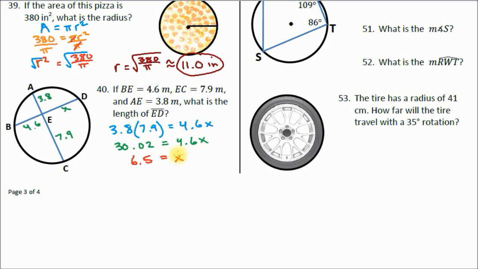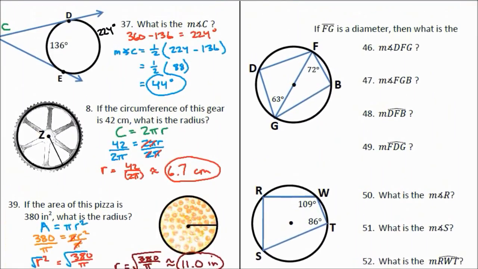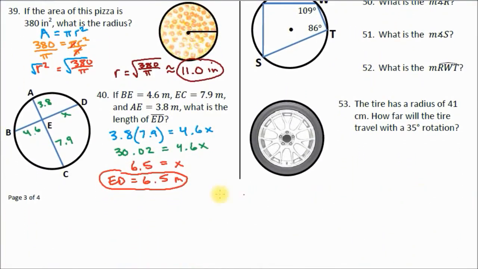equals x. So that means our answer is ED is equal to 6.5, and our unit of measure is meters. Remember, class, I don't ever like you writing just the value of x and leaving it. All these other answers, we weren't using x, so they were totally fine. But when you get to this one, I don't want you to tell me x is 6.5. I want you to tell me that the question asks what's the length of ED. I want to know what the length of ED is, which is 6.5 meters.